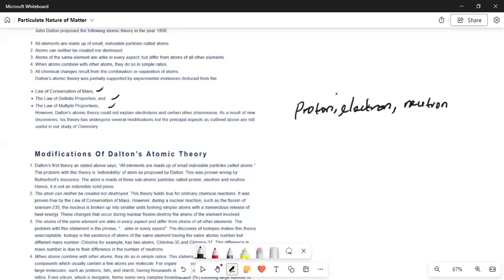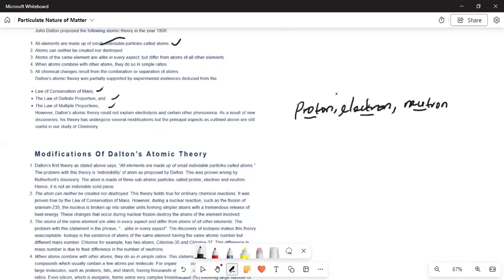So this theory was proven wrong by Rutherford's discovery. It was Rutherford that discovered that the atom is made up of three subatomic particles, called proton, electron, and neutron. Therefore, that theory is no longer valid. Dalton's atomic theory is not valid in the sense that the atom is not indivisible.